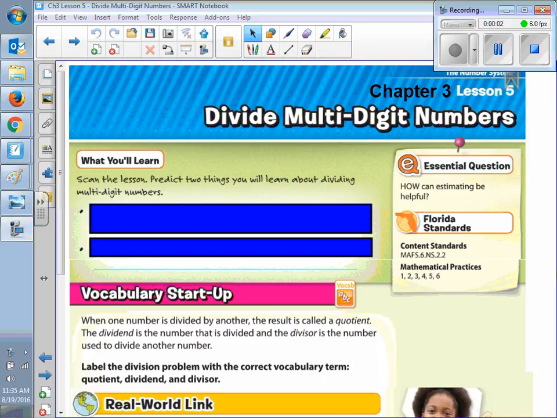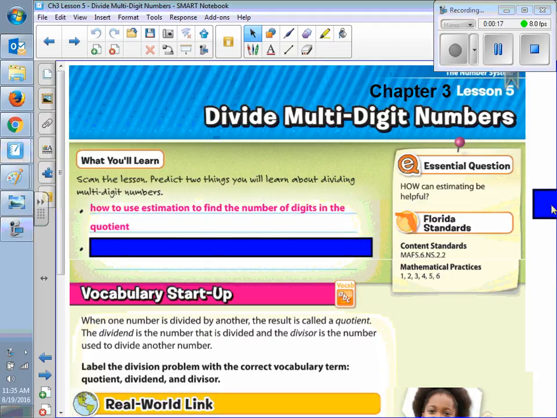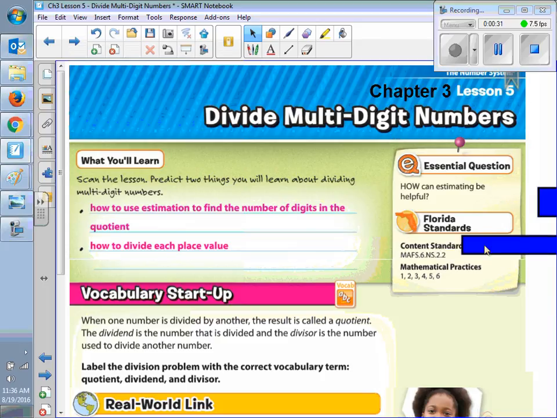So, Chapter 3, Lesson 5 is divide multi-digit numbers. Okay? And we said to scan the lesson and predict 2 things you will learn about dividing multi-digit numbers, and here is what we're going to talk about. We are going to learn how to use estimation to find the number of digits in a quotient. Okay? You can add that to your text if you'd like. We are going to learn how to divide each place value.